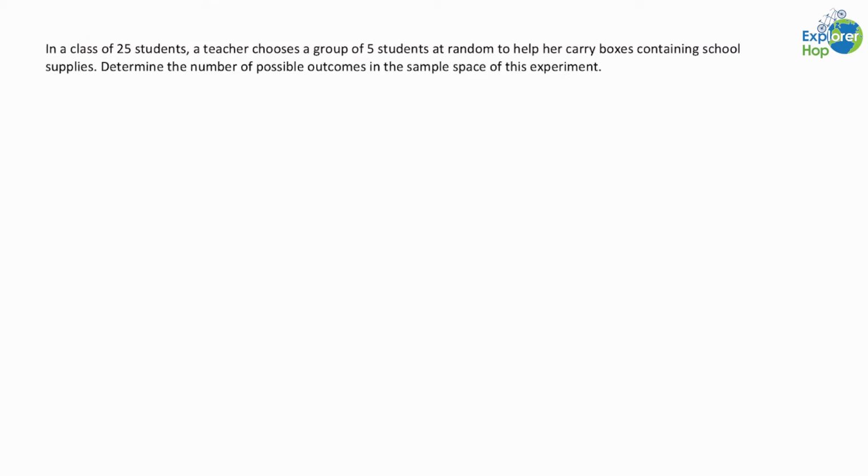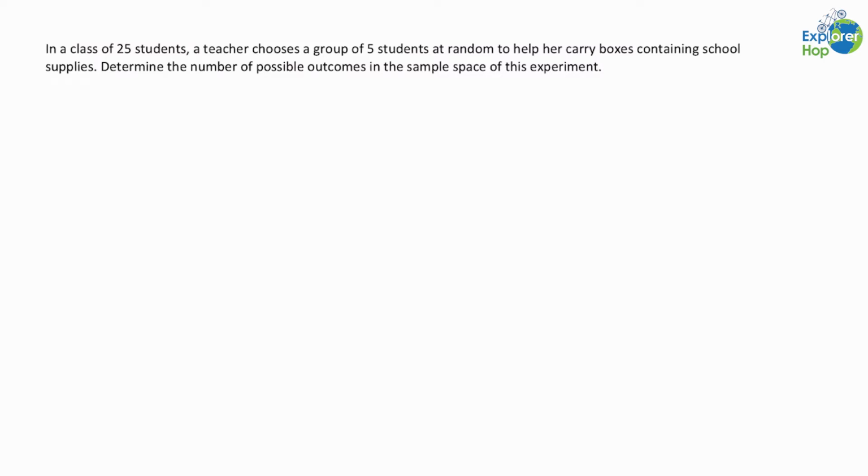So for this example, we're told that in a class of 25 students, a teacher chooses a group of 5 students at random to help her carry boxes containing school supplies. And we're asked to determine the number of possible outcomes in the sample space of this experiment.